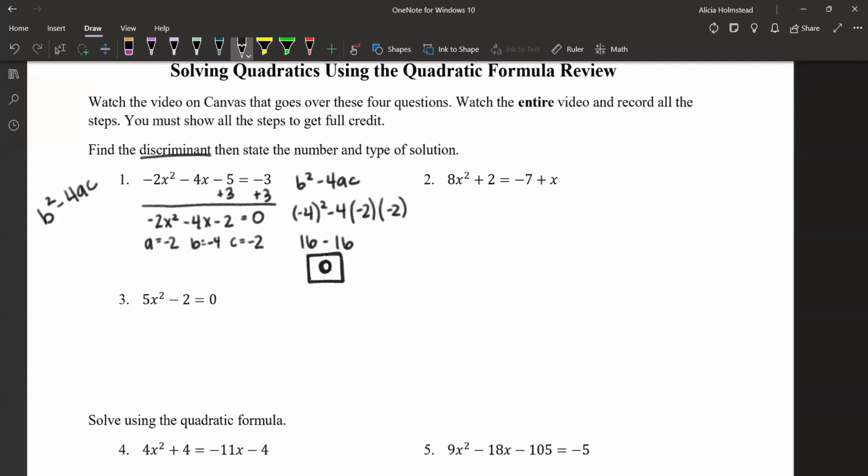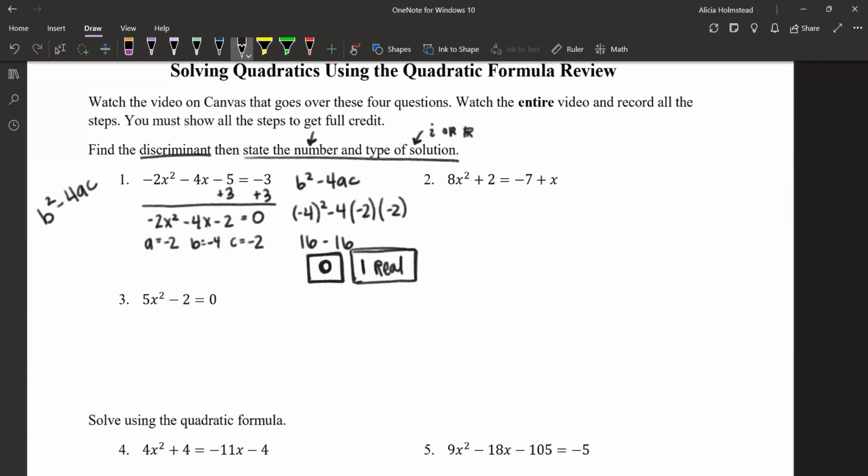The second part of this says to state the number and type of solution. So the number says how many solutions there are going to be, and the type of solution, is it going to be imaginary or real? So the discriminant is equal to 0, we have one solution, and it's going to be real. So one solution, that's real. That's all there is to it.